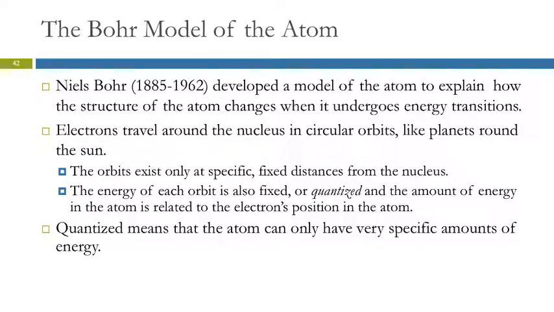Okay? The orbits for those electrons exist only at specific fixed distances. So there's only certain orbits that they can be in. The energy of those orbits is fixed or quantized. There are specific levels, and the amount of energy in the atom is related to the electron's position in the atom. So this word quantized is important. Quantized means the atom can only have very specific amounts of energy.